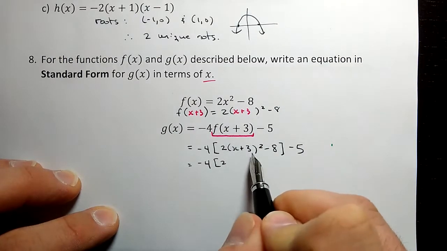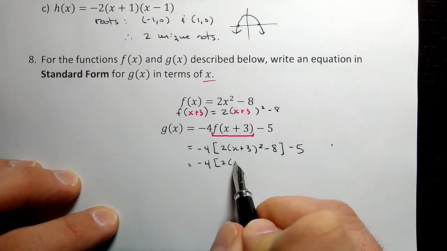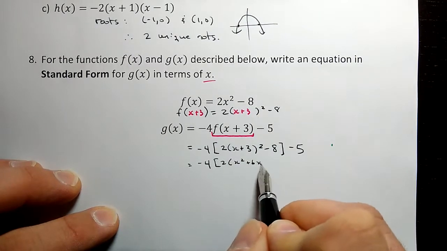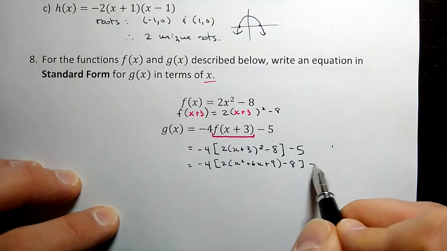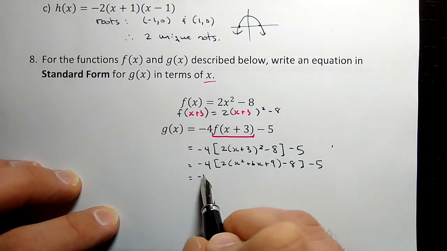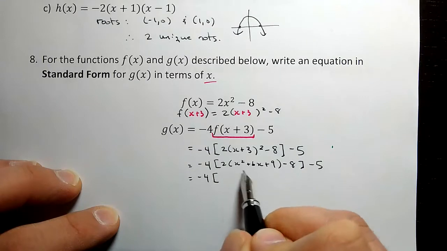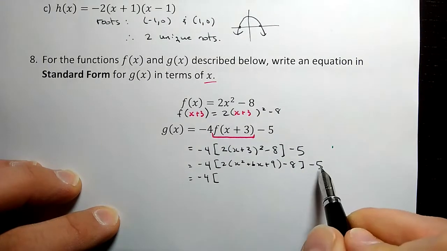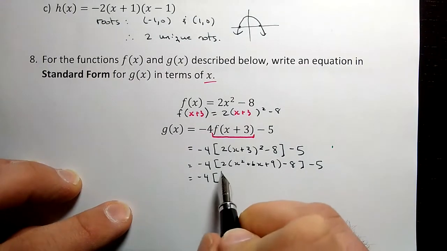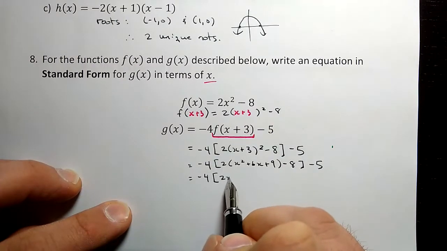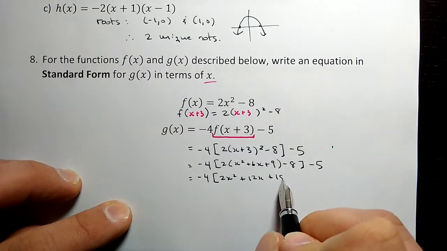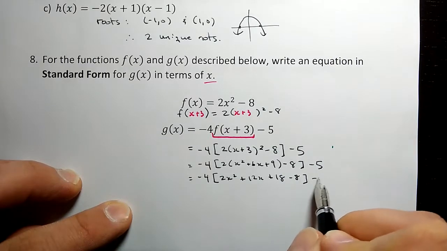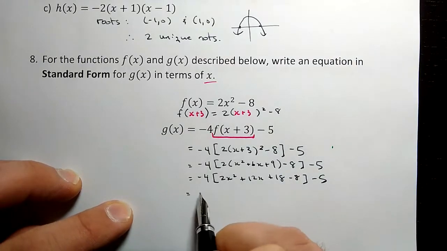2 times, now x plus 3 squared is x squared plus 6x plus 9. And we have a minus 8 hanging out there. That's negative 4 times. I'm working on the inside here. I'm kind of leaving this negative 4 and negative 5 till the very end. Let's see, 2x squared plus 12x plus 18 minus 8, and then a minus 5 at the very end.